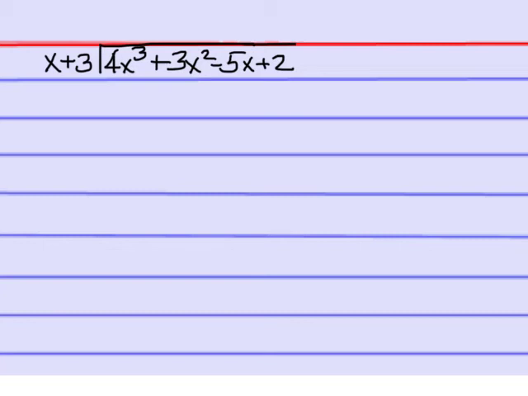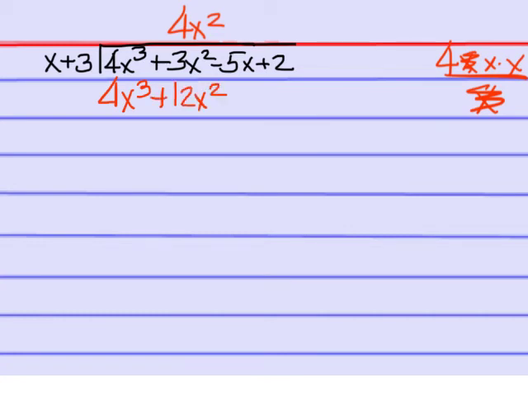Solution for the practice problem. We have to figure out what we multiply x by to get 4x to the third. And remember, you can write it out as 4 times x times x times x and put it over the x. This cancels with one of the x's on the top. So it's 4x squared. Now go back and multiply 4x squared by x and by 3 to come up with 4x to the third plus 12x squared.